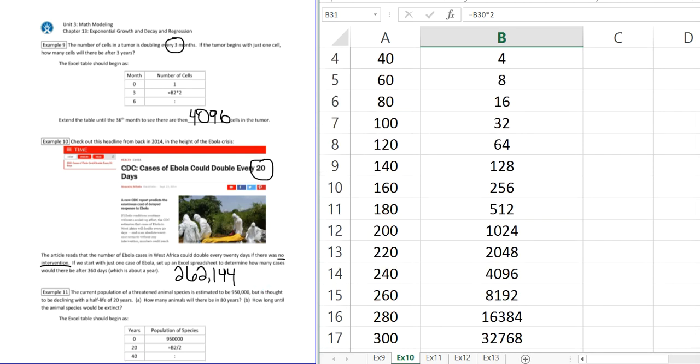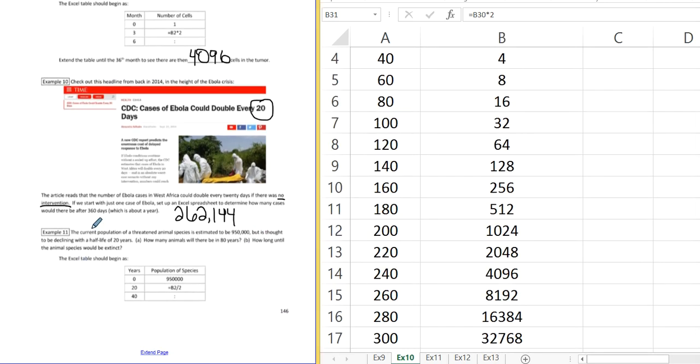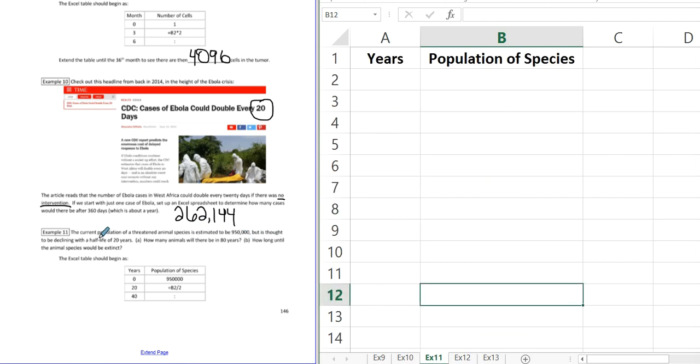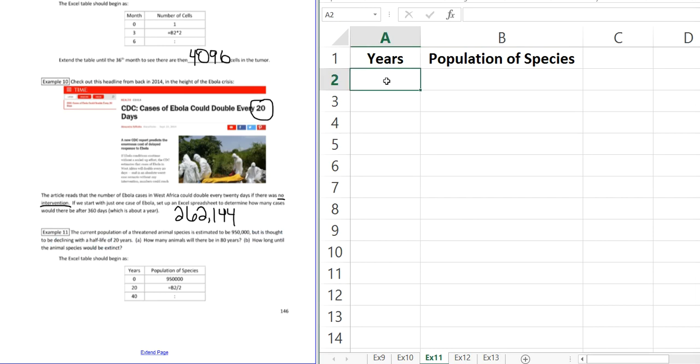All right, number 11. Now it says the current population of a threatened animal species is 950,000, but is thought to be declining with a half-life of 20 years. So we want to determine how many there'll be in 80 years and how long until the animal species could potentially become extinct. So again, the initial condition here, the initial year, we just start at time 0. It didn't say like in the year 1980 or something. It said just now. So current initial is at time 0, and there are 950,000.